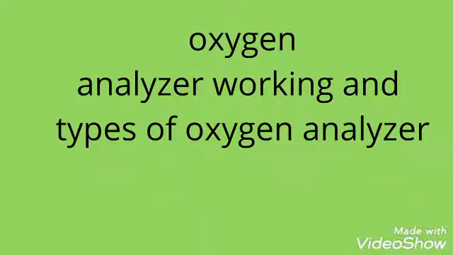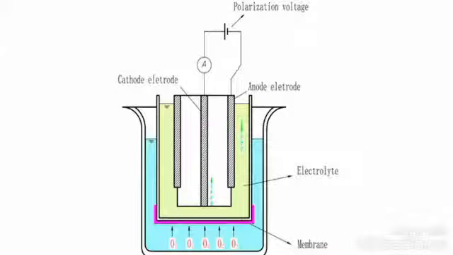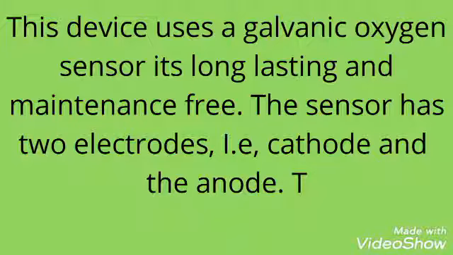a PLC. Here we are going to discuss the working of the electrochemical oxygen analyzer. This is a type of oxygen analyzer. Here you can see it uses two electrodes, one anode and the other cathode. One faces the atmosphere and the second faces the sample gas. When there is a difference in gas concentration, it gives us output in the form of current. This current is proportional to the concentration of gas.